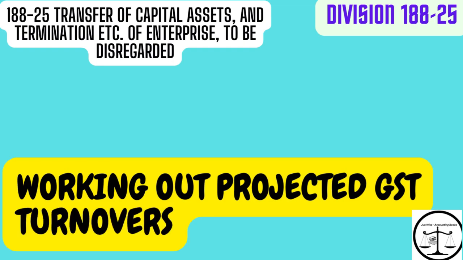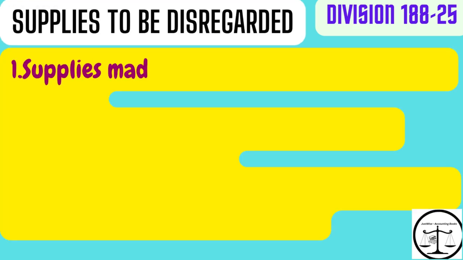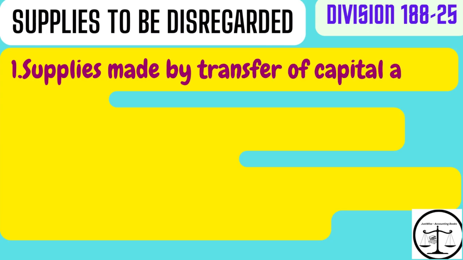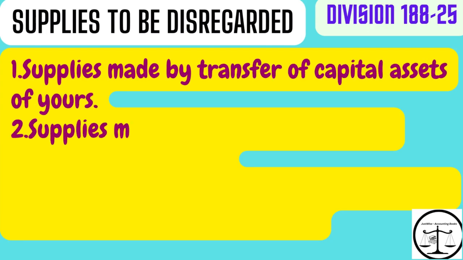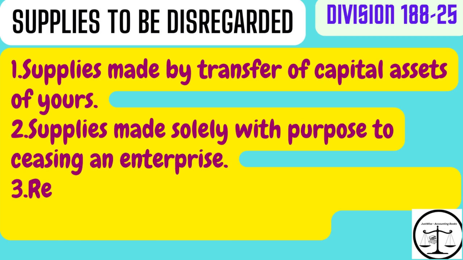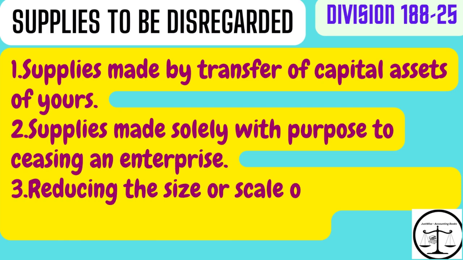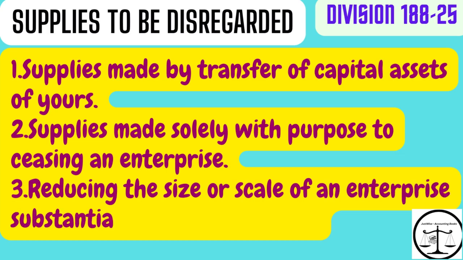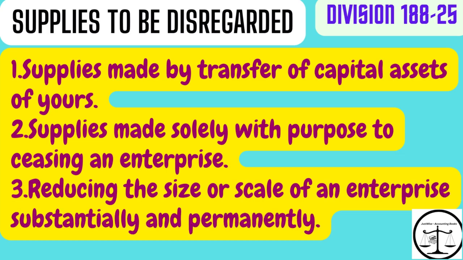These supplies are to be disregarded in working out your projected GST turnover under transfer of capital assets and termination of enterprise. 1. Supplies made by transfer of capital assets of yours. 2. Supplies made solely with the purpose of ceasing an enterprise. 3. Reducing the size or scale of an enterprise substantially and permanently.